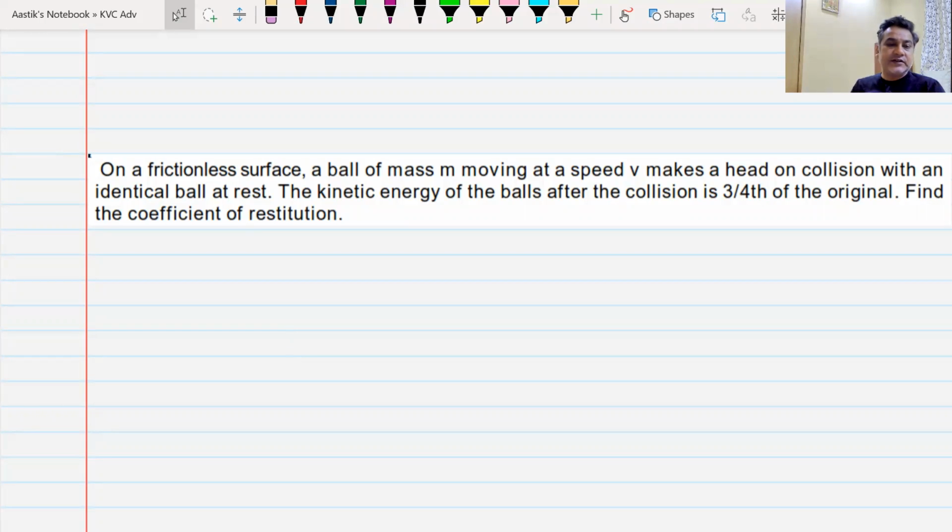On a frictionless surface, a ball of mass m moving with a velocity v makes a head-on collision with an identical ball, same mass, at rest. The kinetic energy of the ball, so this is the combined kinetic energy they are talking about. The kinetic energy of the balls after the collision is 3/4 of the original. Find the coefficient of restitution. I'll give you 2 minutes to solve this.